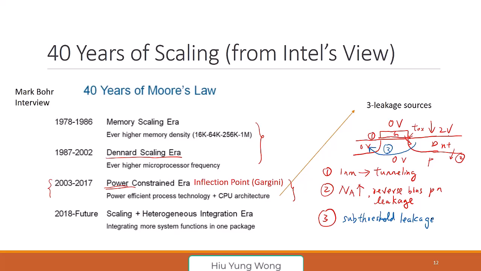Sub-threshold means what? This is below threshold voltage, correct? VGS is less than VT. There should be no current, but no, we still have leakage. This leakage was actually causing a big trouble to the semiconductor industry in early 2000. Of course, we solved it already. We have very powerful CPU nowadays, but we solved it by new transistor and also new architecture. Is that okay? Any questions?